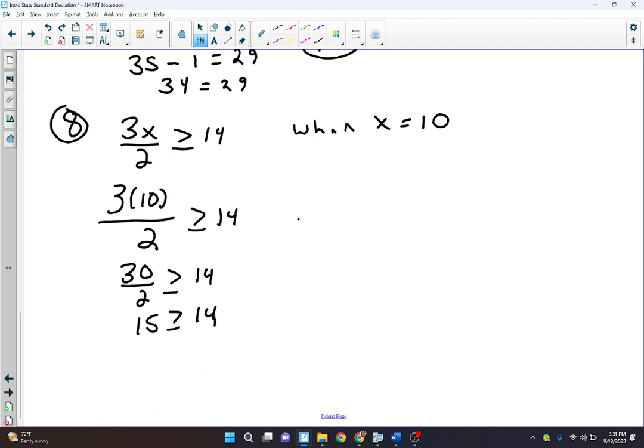So you just wrote no twice? Well, yeah, because it's greater. So the answer is yes. Why is that true? Because 15 is bigger than 14.